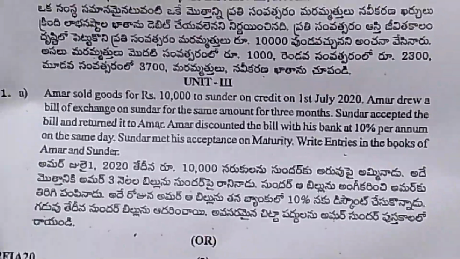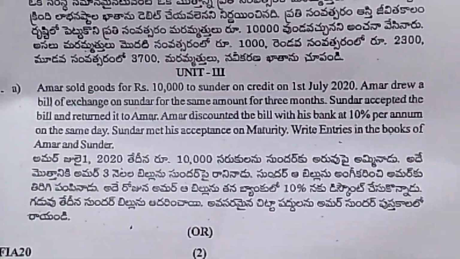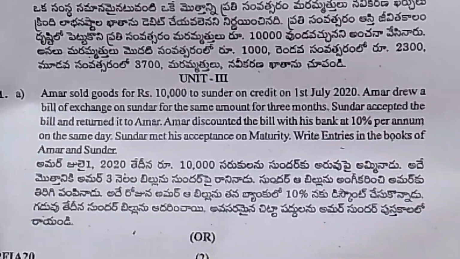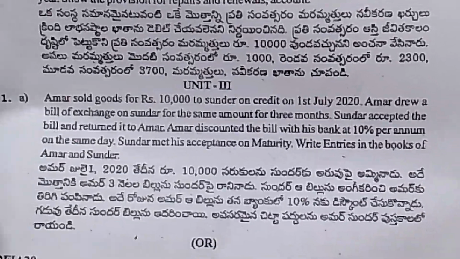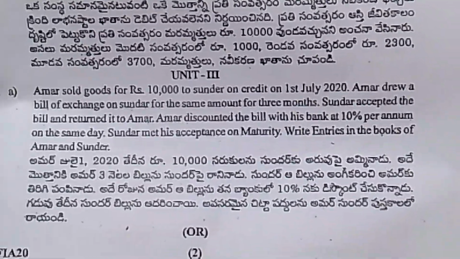Amar discounted the bill with his bank at 10% per annum on the same day. Sundar met his acceptance on maturity. Write entries in the books of Amar and Sundar. So let us see this solution.